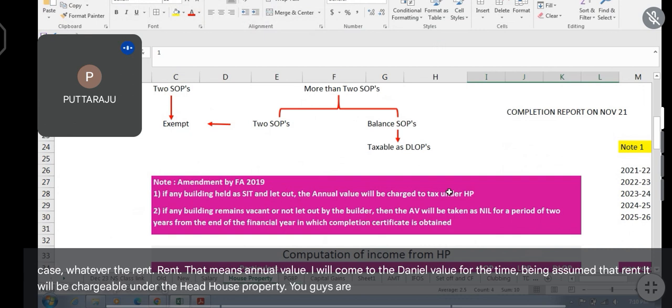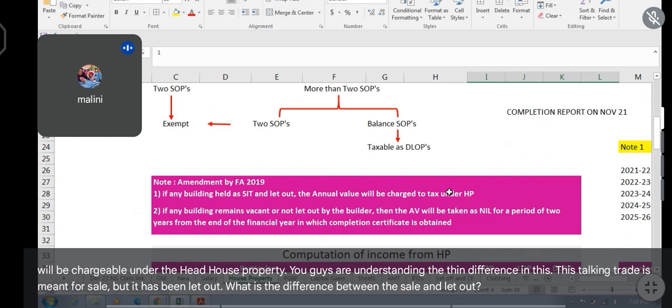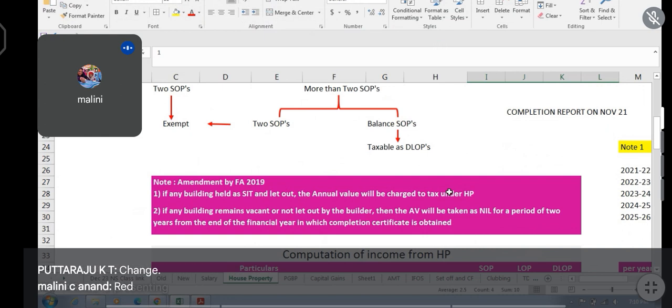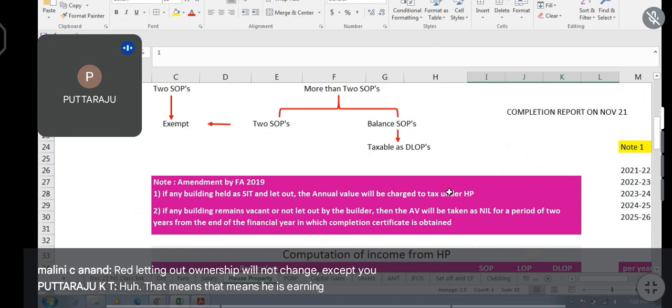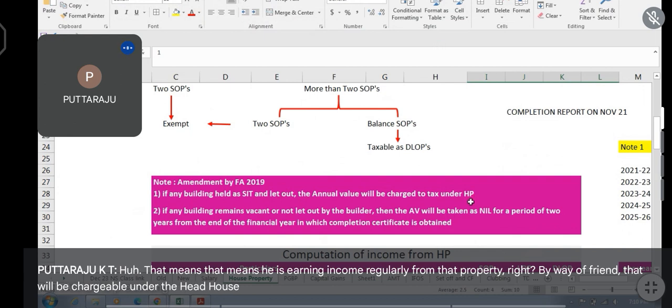Are you understanding the thin difference in this? The stock in trade is meant for sale, but it has been let out. What is the difference between sale and letting out? Sale is when ownership will change. Letting out, ownership will not change except you receive rent. That means he is earning income regularly from that property, right? Yes, sir. By way of rent, that will be chargeable under the head house property. Whatever rent is received, it will be chargeable as house property.